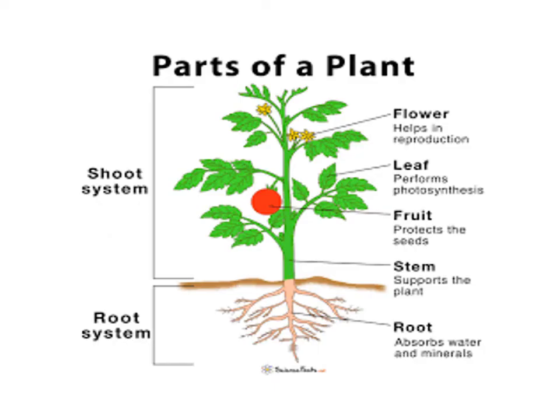So what are the different parts of the plant? We all have learned in our previous classes. There is the root system and then the shoot system. The root system consists of the root. The shoot system has the stem, fruit, leaf, flower, etc. as you can see in this slide.